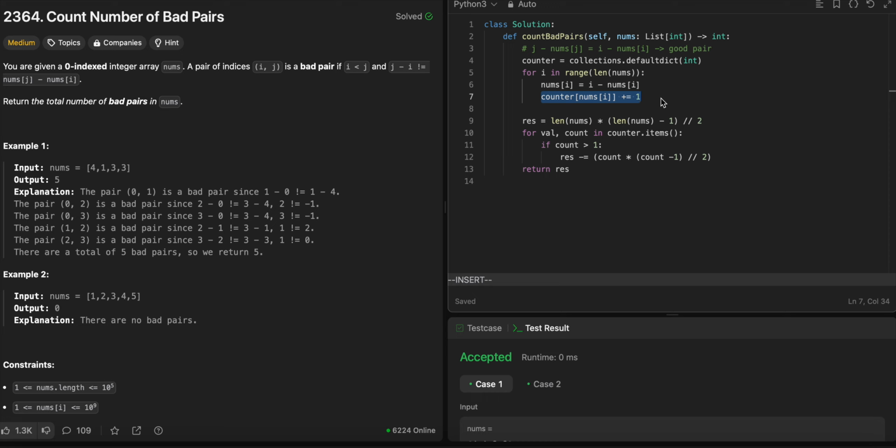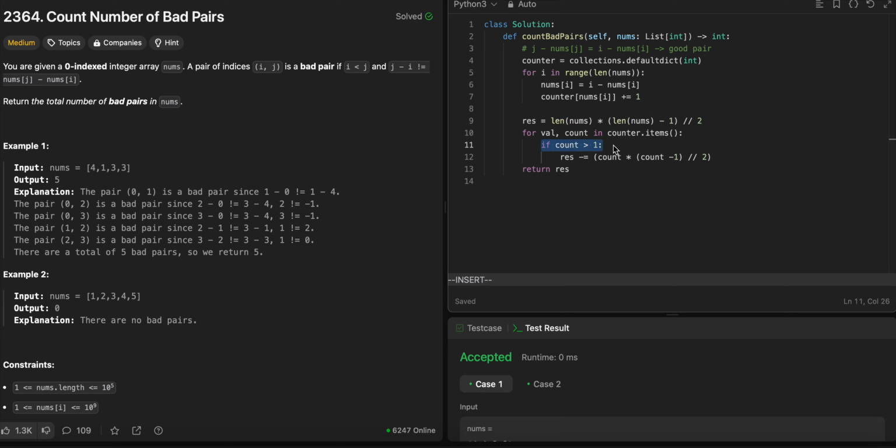So I need to get rid of all the pairs from the same numbers together. Every counter here holds a mini array, where you want to remove the pair occurrences of that number. That's why I keep track of the counter. Then I calculate the total number of pairs in the whole array, and then I loop over the hash map.